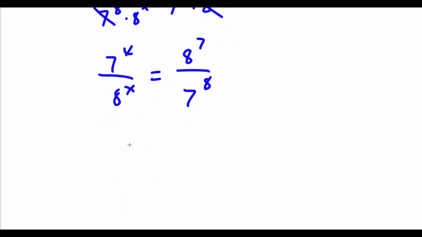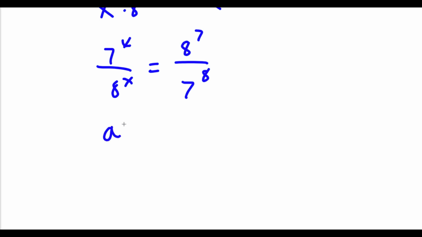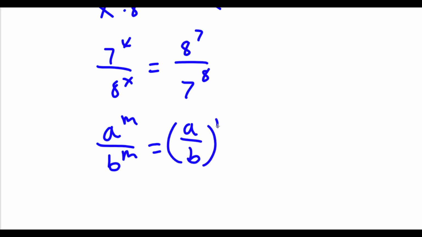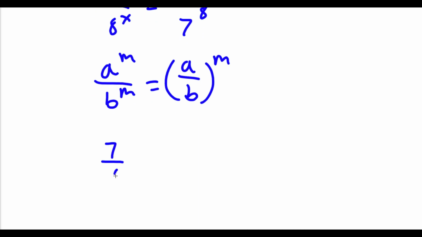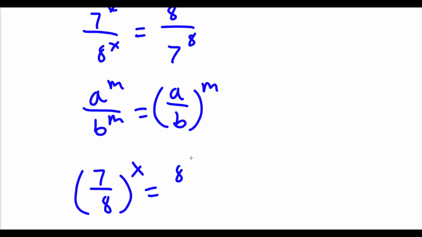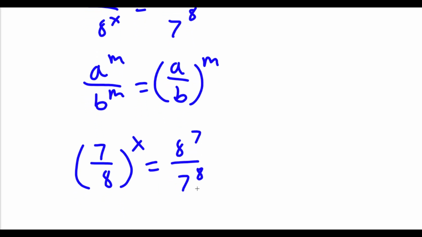Now if I have something in the form a to the power of m over b to the power of m, this is equal to a over b to the power of m. So 7 to the power of x over 8 to the power of x is going to equal 7 over 8 to the power of x. Now this is equal to still 8 to the power of 7 over 7 to the power of 8.